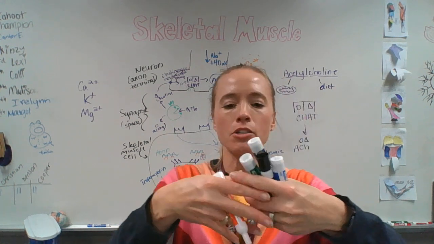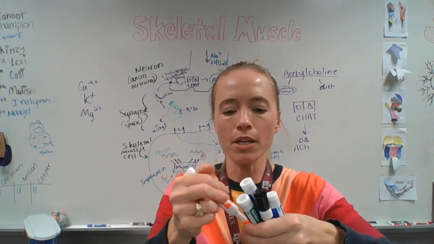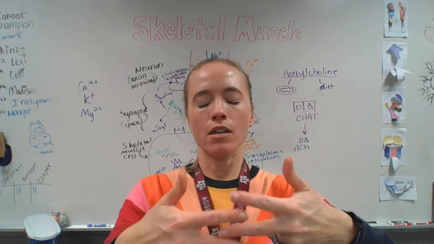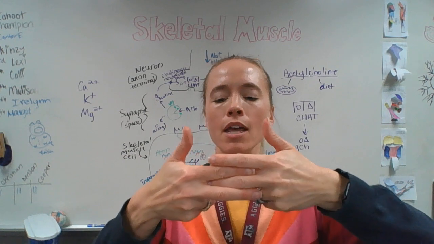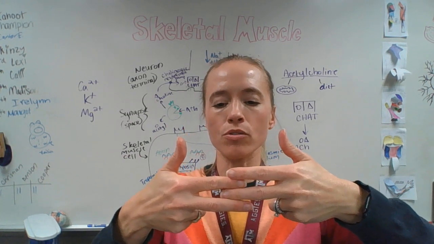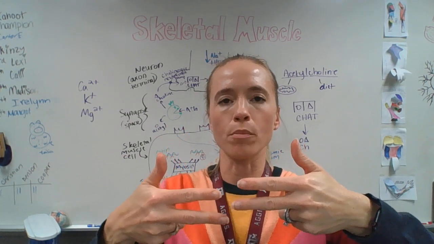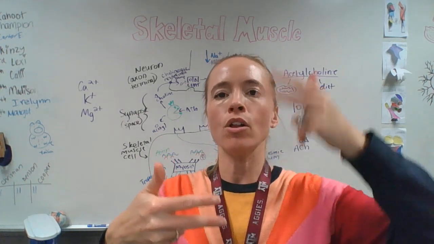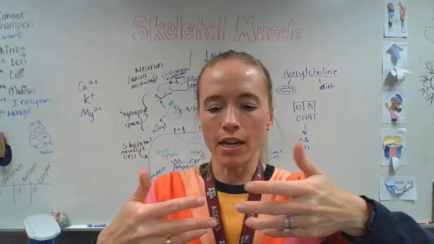And when the calcium gets pumped off of the troponin, let me show you. Let me put my markers down. So when the calcium is pumped off of the troponin, then those muscle cells will go back to their normal relaxed state until we get the next signal for the muscle cell to contract again.